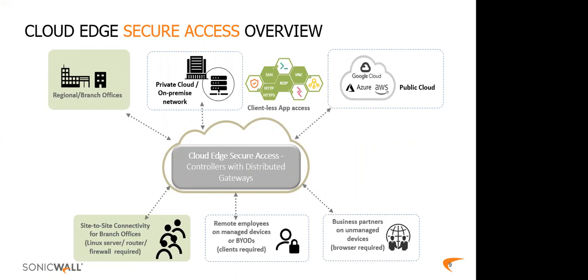So if you see from here, the bottom left side, this is the site-to-site connectivity for your branches. So the Linux server or router or firewall is actually required in this case because they need to connect to the cloud edge gateway.